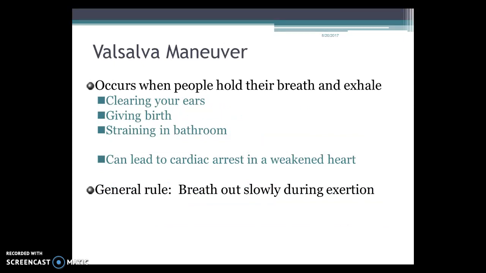Valsalva maneuver, you guys are familiar with this. This is when people hold their breath and are forcefully straining. You just have to be really careful with those people that have any sort of a cardiac condition.